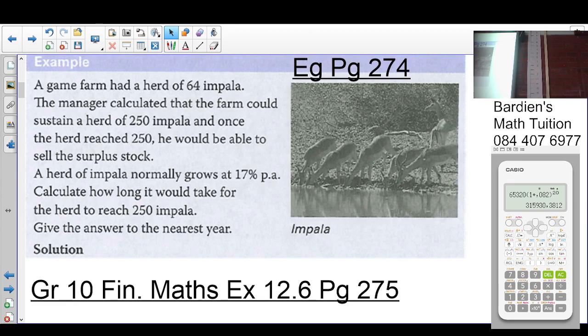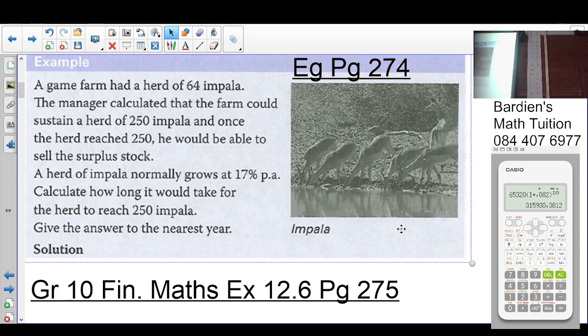Right. The herd of impala normally grows at 17% per annum. Okay? Calculate how long it will take. So what are we actually calculating here? It says how long will it take for the herd to reach 250 impala. Answer to the nearest year.